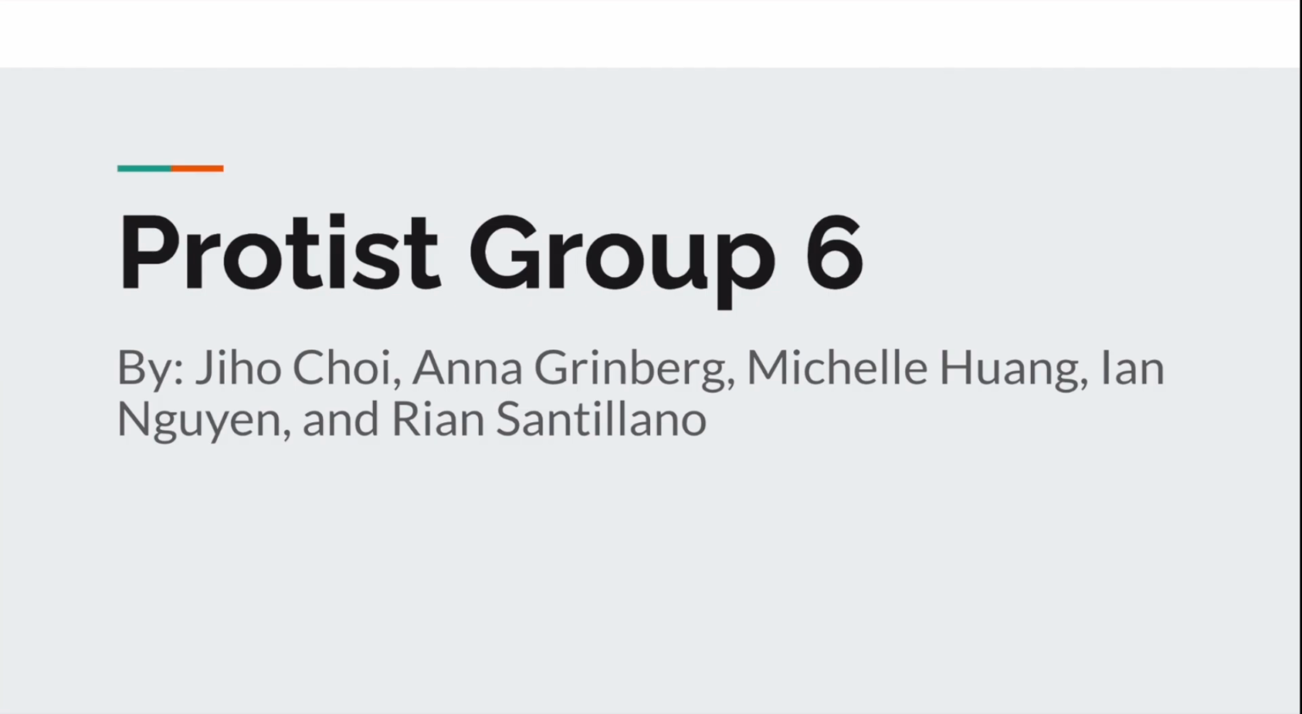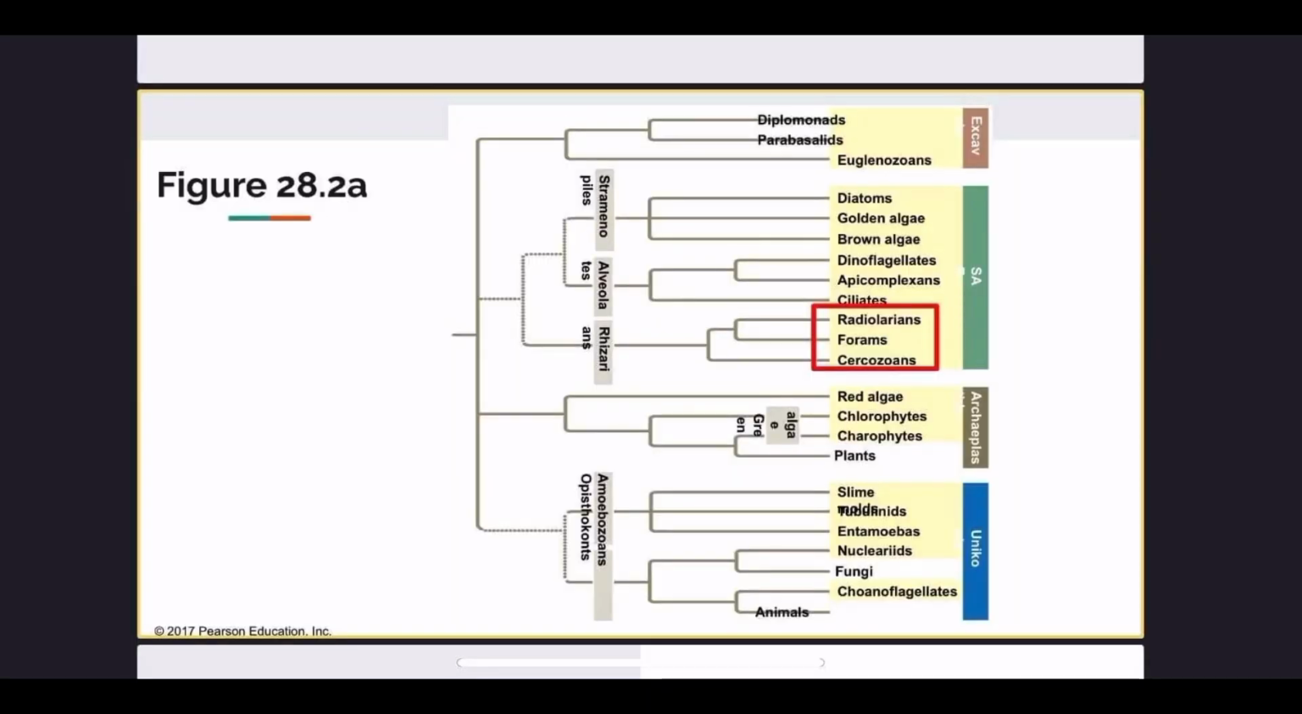Hi, I'm Ryan, and the Protist group that we're going over are the Rhizarians. Now, the Rhizarians include three groups: the Radiolarians and the Forams, which are kind of grouped together, and the Cercozoans.